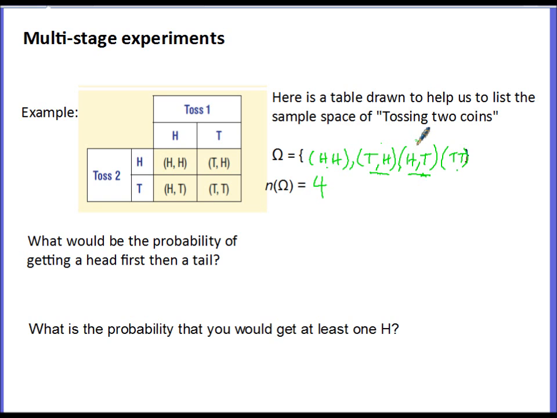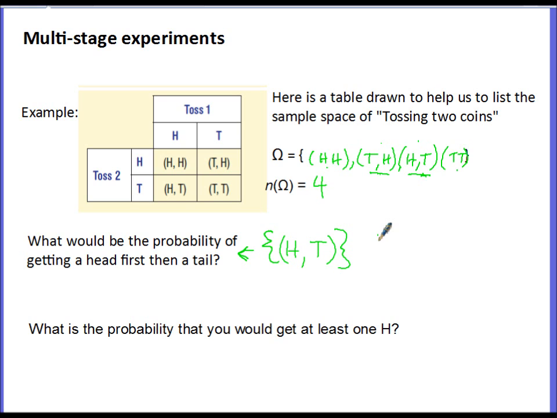Okay, let's use this handy table to work out probability. Our first probability question is, what would be the probability of getting a head first and then a tail? So the outcomes that I'm interested in are only this one outcome, head then tail.